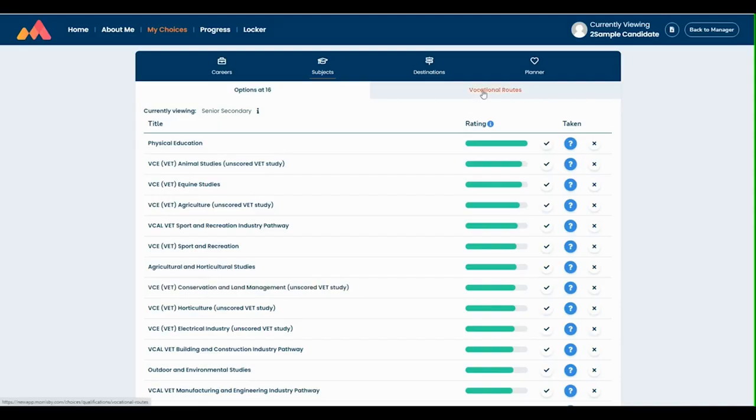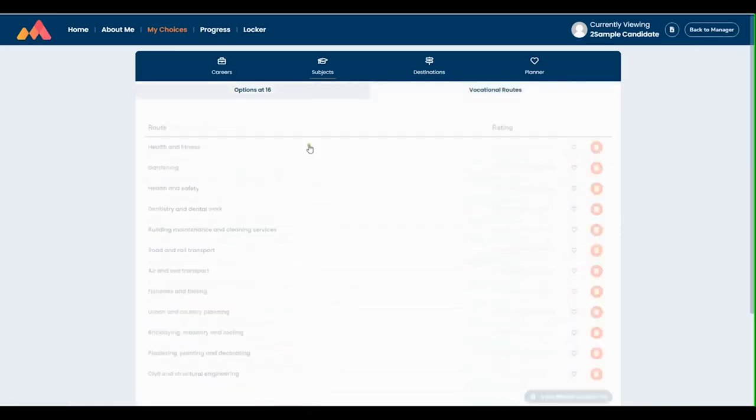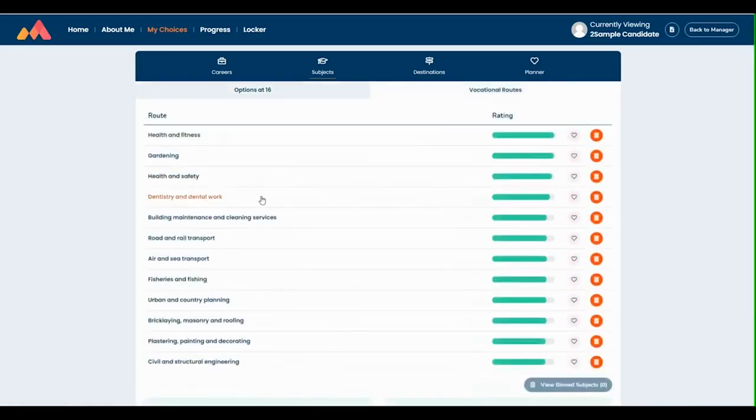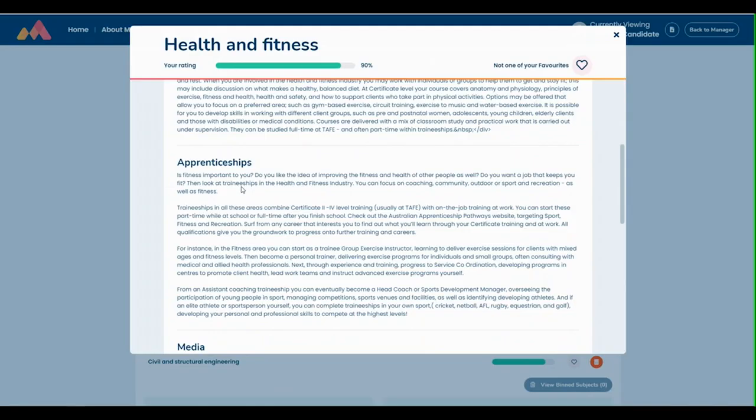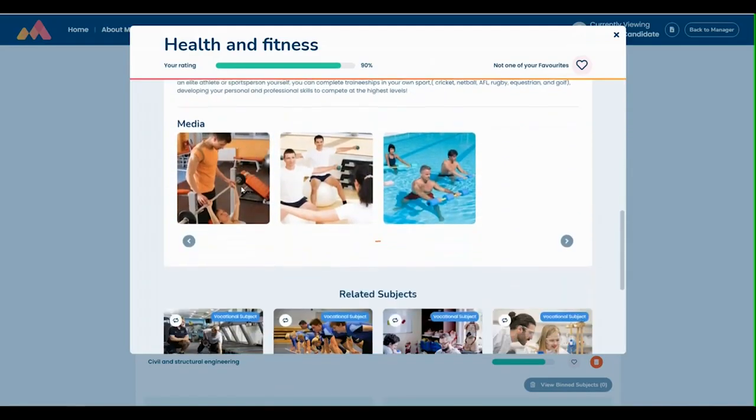For a student like this who's less academically oriented, you might click on vocational routes and look at the kind of areas which would lead into work, typically through an apprenticeship or traineeship. So if we click on health and fitness, we've got information here on apprenticeships and some media for them.